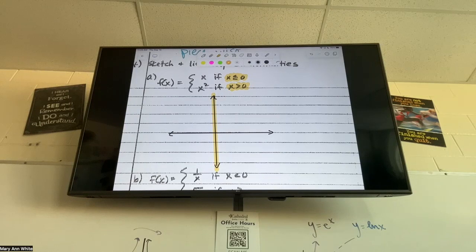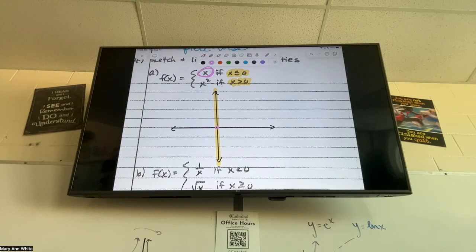Okay. The first graph is going to be x, which is just my linear function, right? What do we know about that graph? Good, we're going to graph it where it's less than or equal to 0. Are there any special points about the x that we know about? Does it go through 0, 0? It goes through the origin. So we're going to have a point at the origin.